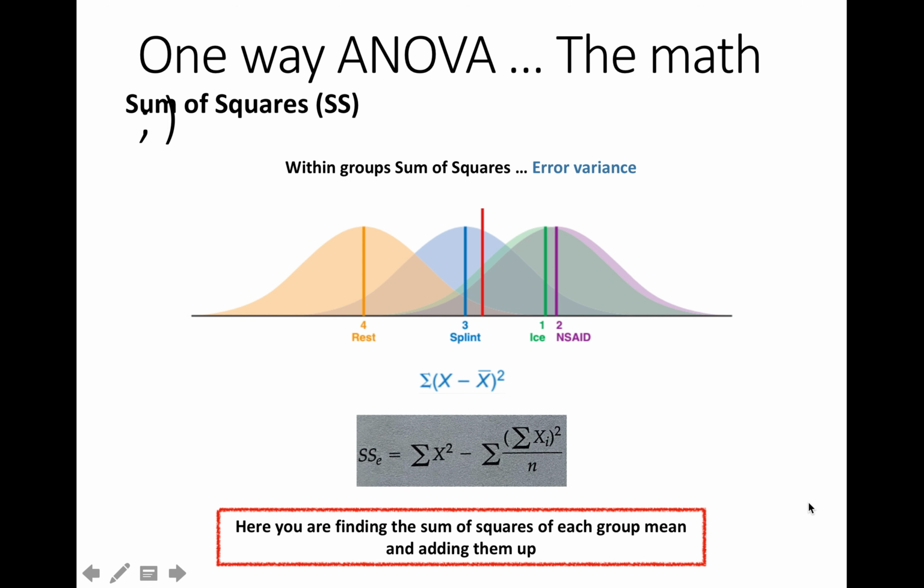Now, we have to take the sum of squares of the within groups, which is the sum of squares of the error variance, or the variability of the scores within each group. So to do that, we just get our dispersion scores for each group, okay? We square that, and we add them at the end for the 4 groups. So here we are finding the sum of squares of each group and adding them up. And that will be our within groups sum of squares, which will be our error variance.